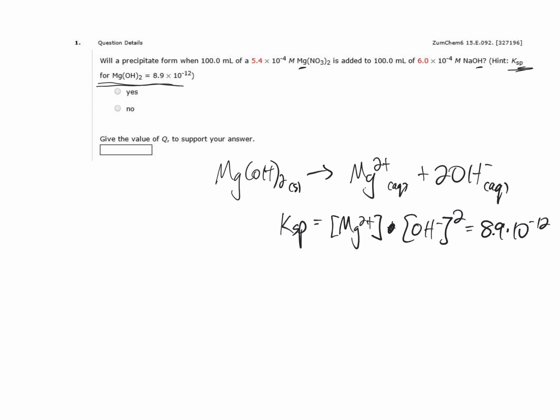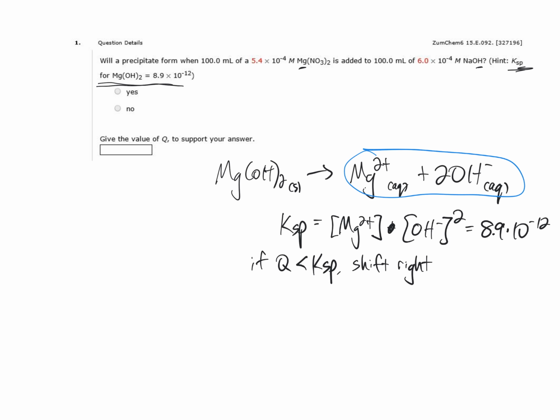In order to figure out whether or not a precipitate forms, we need to make a comparison of Q to K. Well, if they're equal, then the system is at equilibrium. If Q is less than K, then we would shift right in order to reach equilibrium. And if you look closely at this equation, the species on the right side of the equation are aqueous species. So a shift right would mean no precipitate forms.